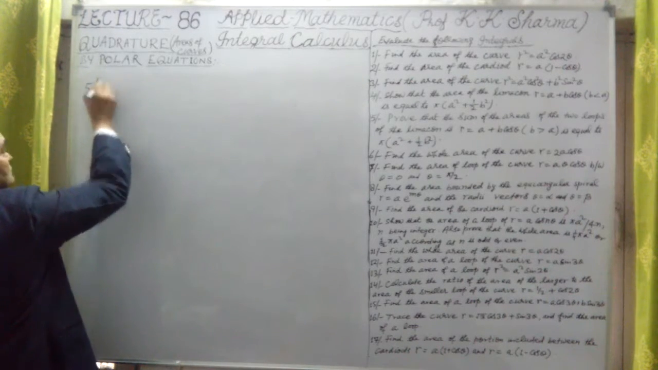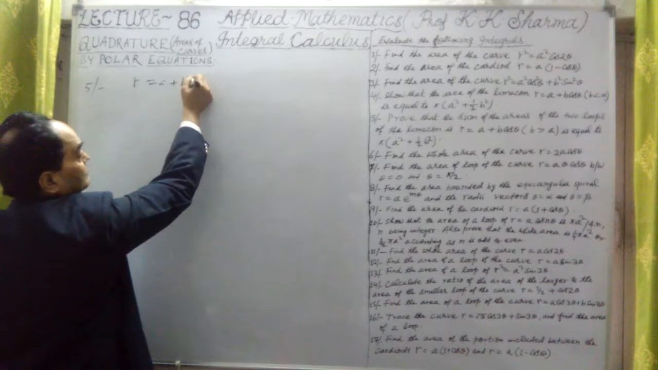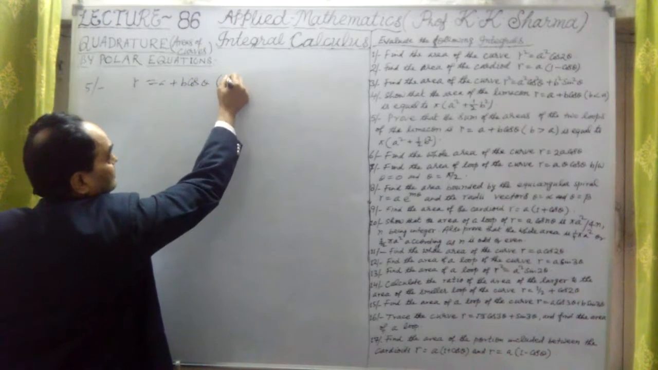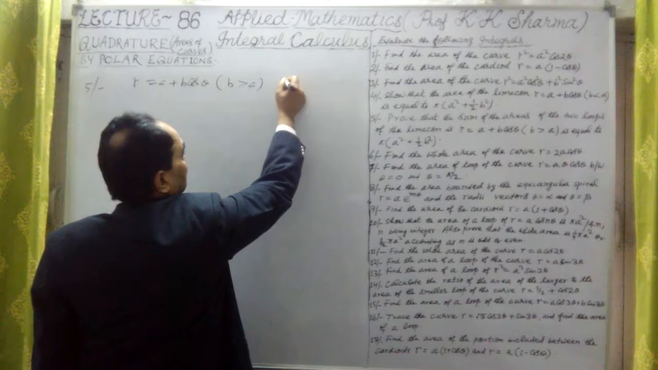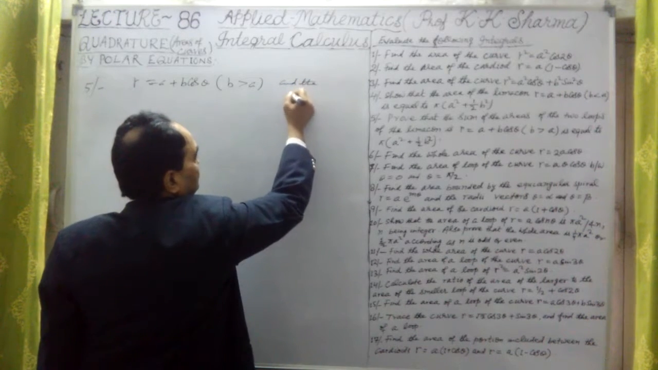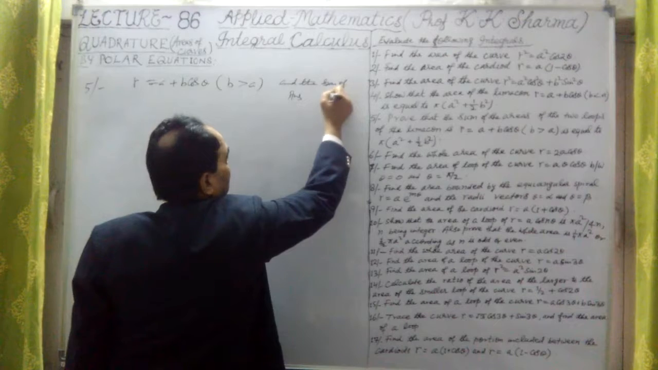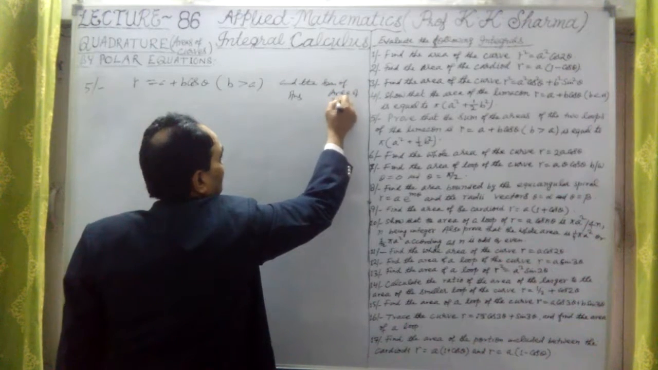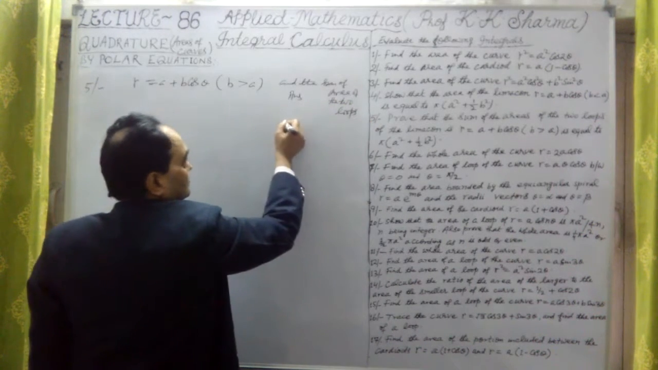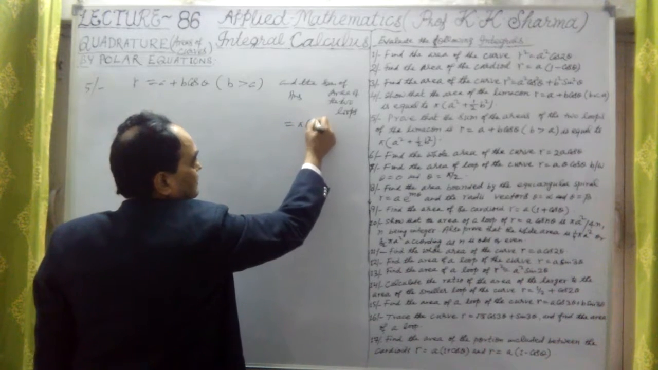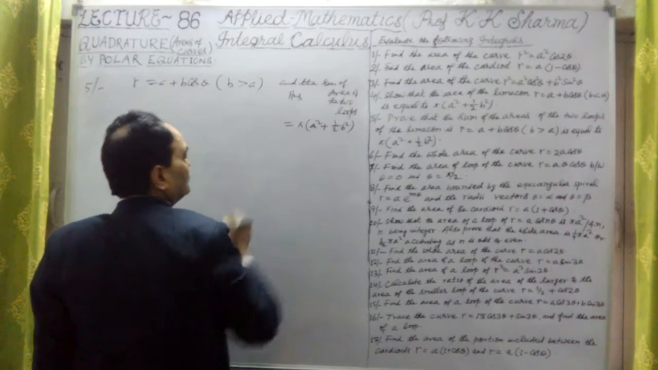This is question number 5, let me talk about it. Again, R is equal to A plus B cos theta. Here, B is greater than A. And the sum of the areas of the two loops is equal to, again, pi A square plus half B square, that we have to prove here.